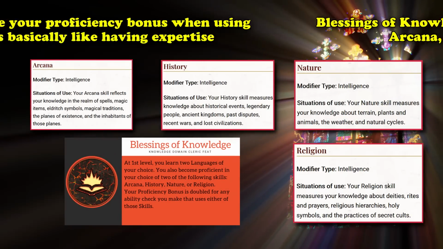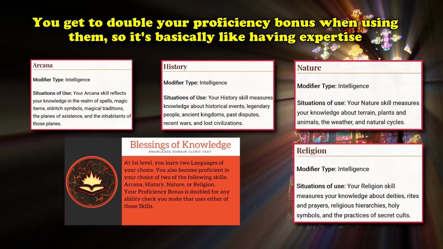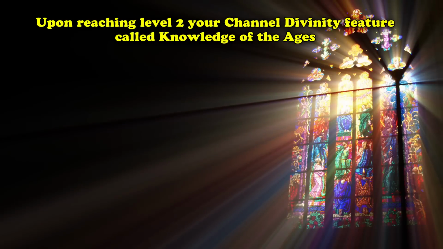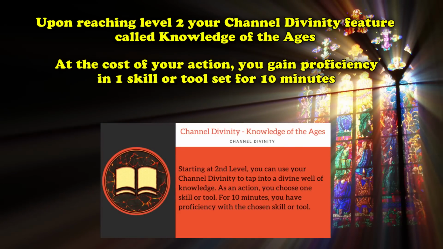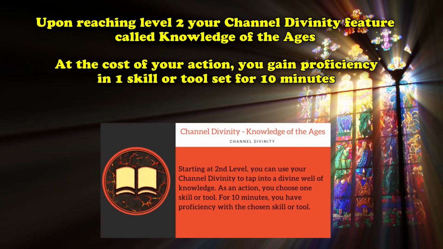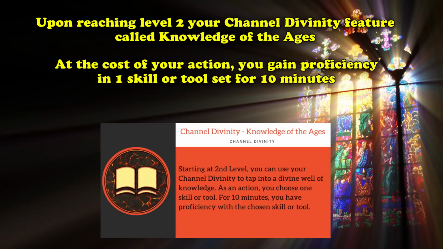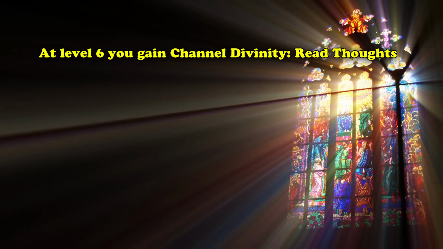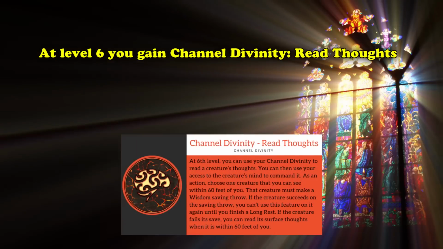While you're proficient in these 2 skills, you effectively have expertise in them, allowing you to double your proficiency bonus when using them. At 2nd level, you gain the Channel Divinity feature called Knowledge of the Ages, which allows you to use your action to become proficient in one skill or tool for the next 10 minutes after using it. And you gain another Channel Divinity option at 6th level called Read Thoughts, which allows you to do exactly that.